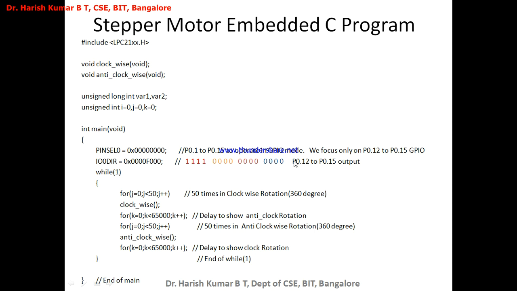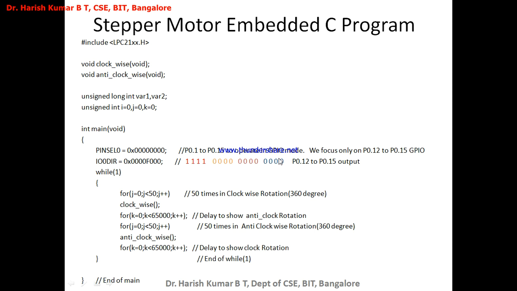Next, after making P0.12 to 0.15 operate in the general purpose input output mode, I have to make these port pins P0.12 to 0.15 operate as output port, because again I'm sending the data from the controller to an external device. What is the device? Stepper motor. Now which is the register we'll use in order to make P0.12 to 0.15 act as output port? I have to use IO0DIR, because these are the port pins of port 0. IO0DIR. And what is the data? This is the data. Now I have written here in binary.